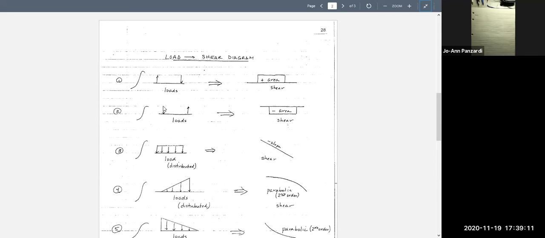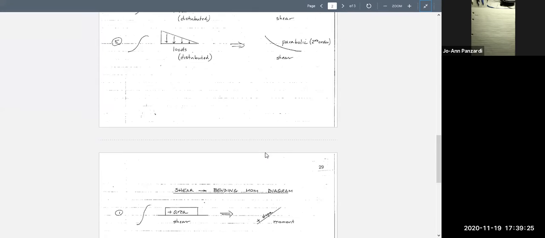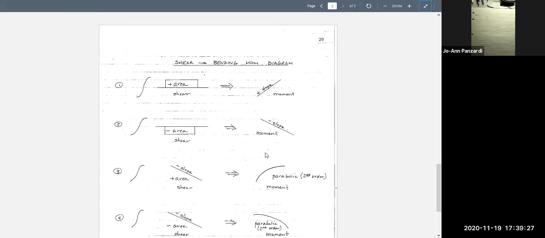So if we have point loads, the forces are positive, the shear diagram shows a positive. Force is negative, the shear diagram shows a negative. It's the same with distributed loads. Distributed loads, if the load is going down, it's a negative, it's going to show a negative slope. Let's take a look at the moment diagram.